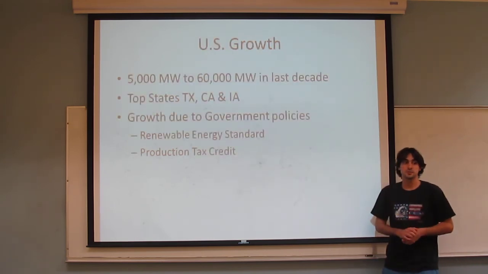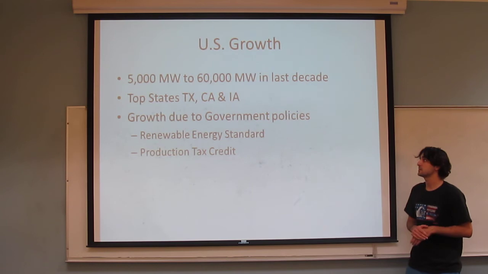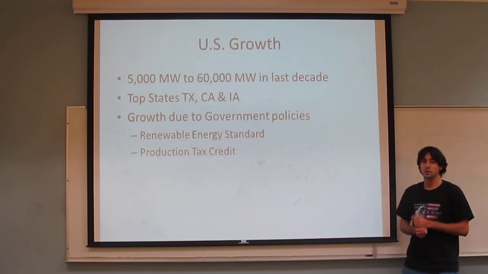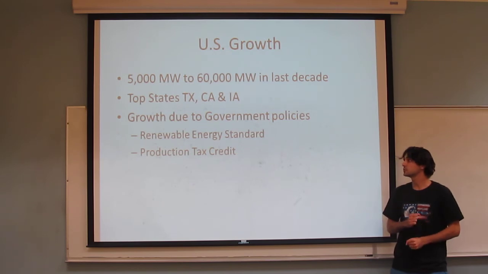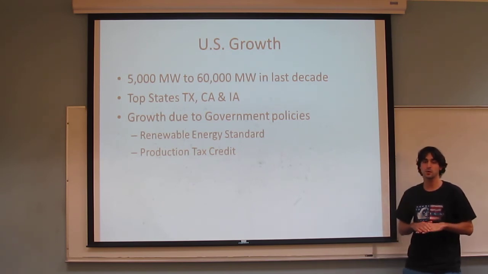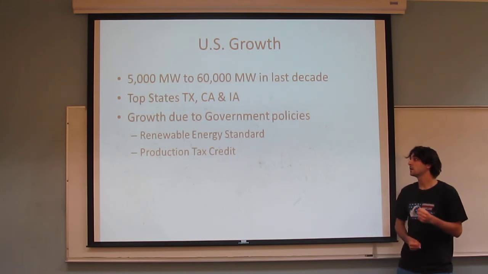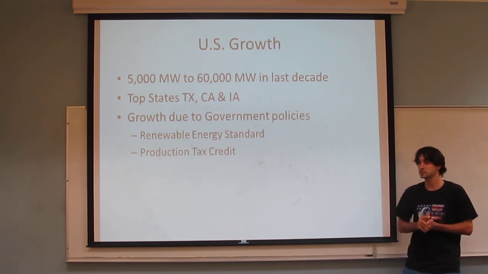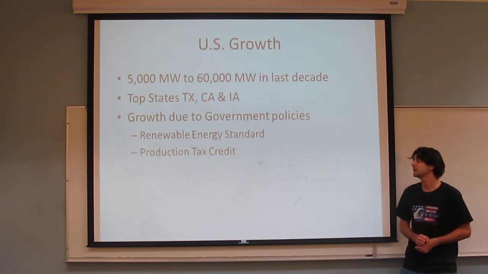Now, over the last decade or so, we have jumped from around 5,000 megawatts in capacity to roughly 60,000 megawatts, and our top producing states are going to be Texas, California, and Iowa. Now, this rapid growth can be attributed to government policies, one of which is the Renewable Energy Standard, which is a state-level law that requires a certain amount of energy to be produced by renewable sources such as wind. And then also there's the production tax credit, which is a federal tax incentive which rewards 2.1 cents per kilowatt hour produced by wind energy.